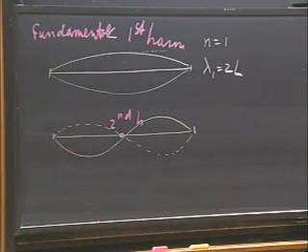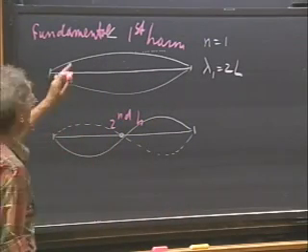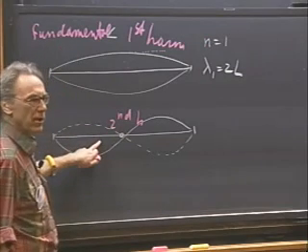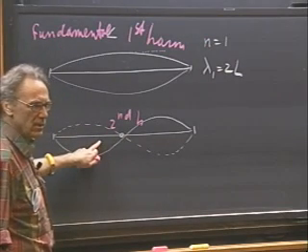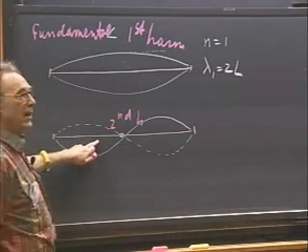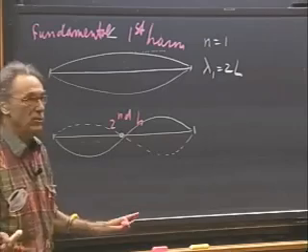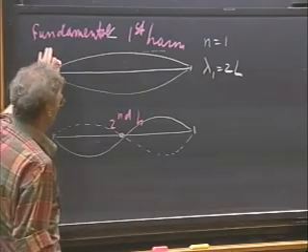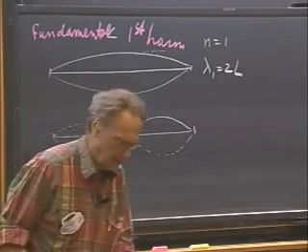It is unfortunate that there are books that call this the fundamental and this the first harmonic. That's enormously confusing, because now you have to start from 0, which is the fundamental, and then n equals 1 is the second harmonic. I will never do that. This is always for me the first harmonic. This is always the second harmonic.